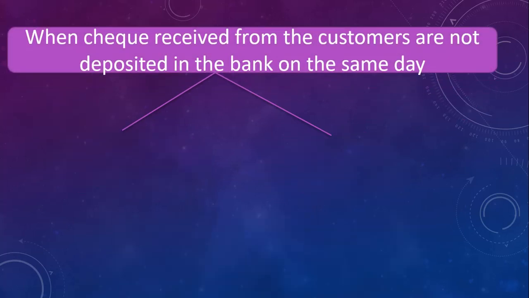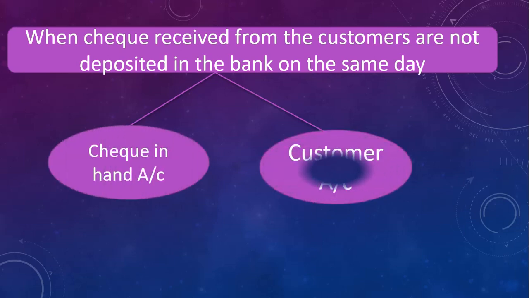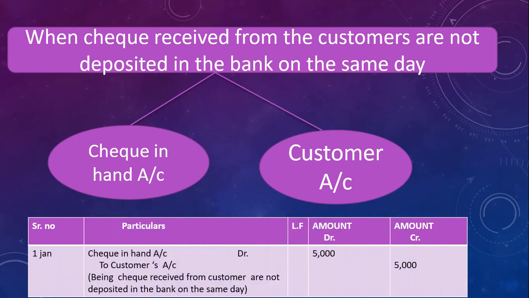Next, when check received from the customers is not deposited in the bank on the same day, means check is in the hand and bank is not affected because check has not been deposited in the bank. So two accounts affected are check in hand account and customer account. Entry will be check in hand account debit to customer's account.